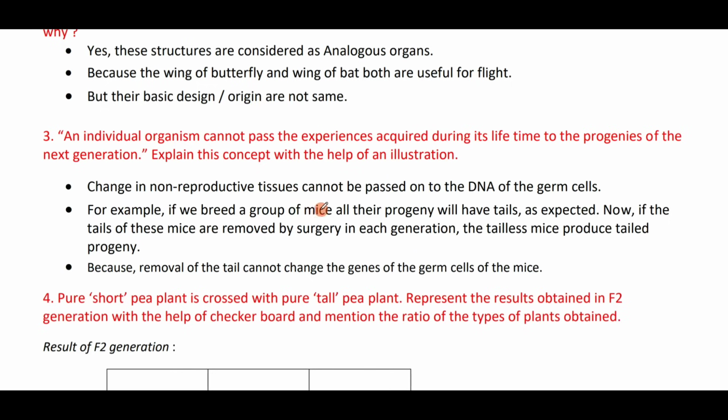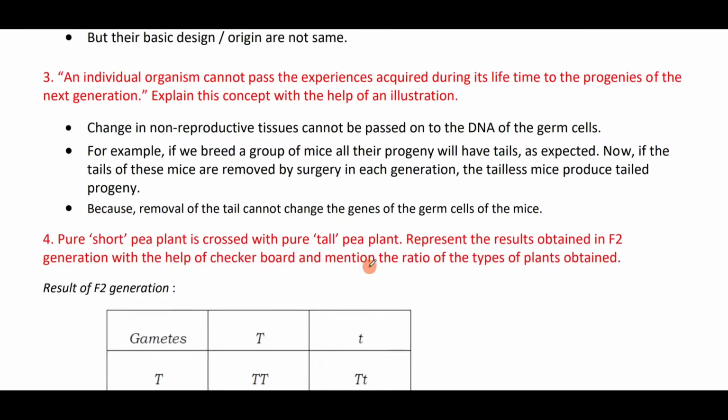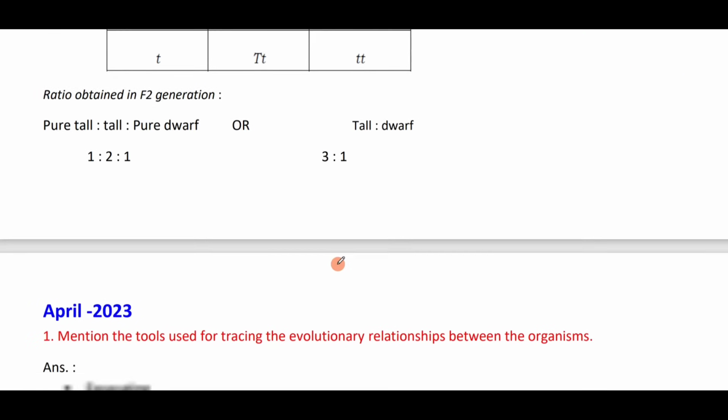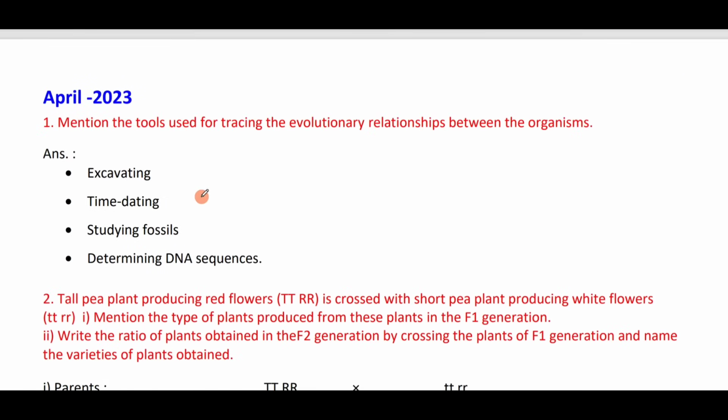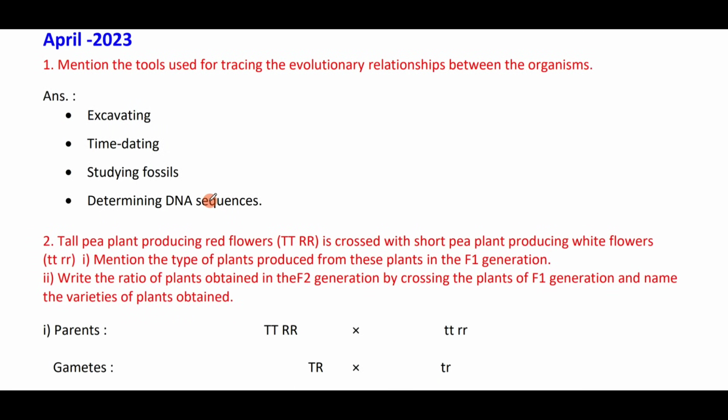For example, if you breed a group of mice, all the progeny will have tails. Now, if the tails of these mice are removed by surgery in each generation, the tailless mice produce tailed progeny because the removal of the tail cannot change the genes of the germ cells. Again, monohybrid cross experiment. Mention the 2 tools used for tracing evolutionary relationship between organisms. Excavating, time dating, studying fossils, determining DNA sequences. These are the tracing tools which we use for evolutionary relationship.